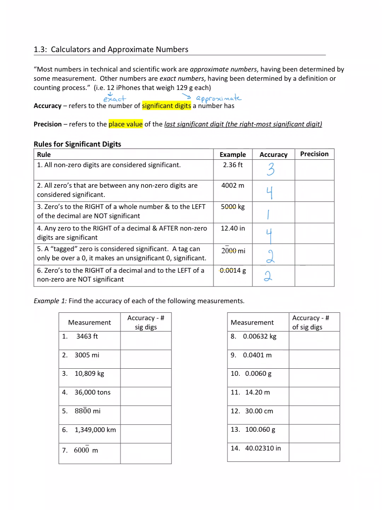Looking at the precision of all of these, we look at the right-hand most significant digit, and then we say what that place value is. For example, 2.36 feet. This 6 is in the hundredths place, so the precision is to the nearest 1/100th of a foot. Number 2, 4,002. 2 is the right-hand most significant digit, and that's in the ones place, so the precision would be to the nearest 1 meter. 5,000 kilograms, the 5 is significant, that means our precision would be to the nearest 1,000 kilograms.